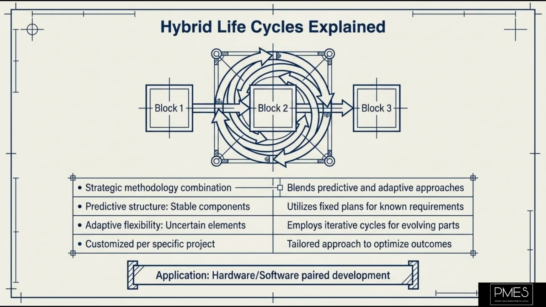Then there are hybrid life cycles. As the name suggests, a hybrid life cycle is a combination of both predictive and adaptive approaches. Parts of the project that are well understood and stable might use a predictive approach, while other parts with high uncertainty might use an adaptive approach. Hybrid life cycles offer the best of both worlds, providing flexibility where needed while maintaining structure for stable components. For example, the hardware component of a new product might follow a predictive plan, while the software interface development uses an agile, adaptive approach. This allows you to tailor your management approach to different elements of the project.